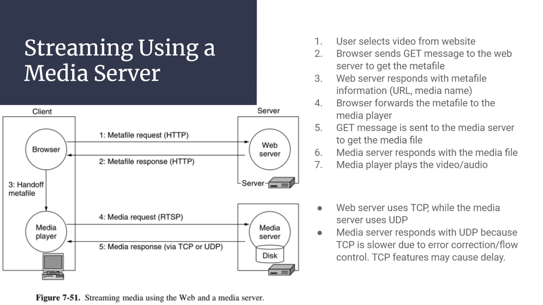And by streaming using a web server with a meta file, we're also going to be using this diagram, starting with the client over here. The user selects a video from a website on the browser. The browser sends a GET message to the web server to get a meta file. The web server responds with the meta file information, which normally would be a very simple file with basic information of just the URL and the media name.